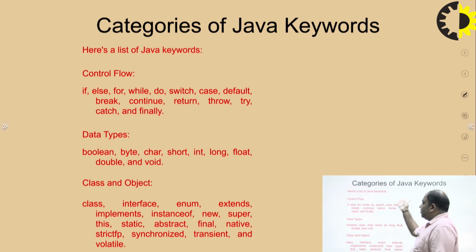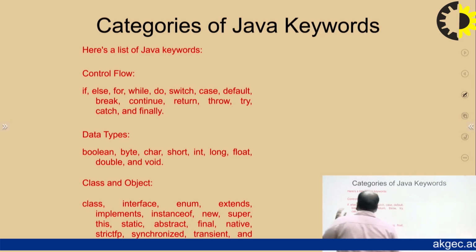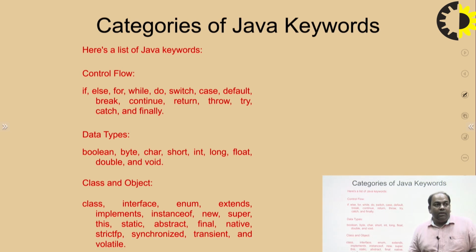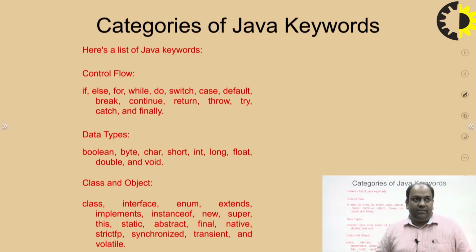Okay, and these are the categories into which all these Java keywords are divided. Like control flow, we use if, else, for, while, do, switch, case, default, break, continue, return, throw, try, catch, and finally. For data type, we use boolean, byte, char, long, int, float, double, and void. For classes and objects, we use class, interface, enum, extends, implements, instanceof, new, super. This new is for defining a new object. Then static, abstract, final, native, strictfp, synchronized, transient, and volatile. So this is the category of keywords: control flow, data type, and classes and objects.